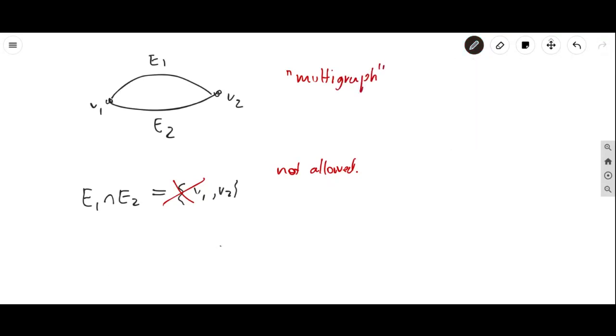When you have multiple edges between the vertices. Sometimes you have this, sometimes you have this. So you can just keep on doing it, right? You can keep on doing this as many times as you want.